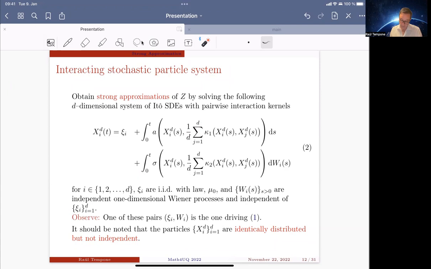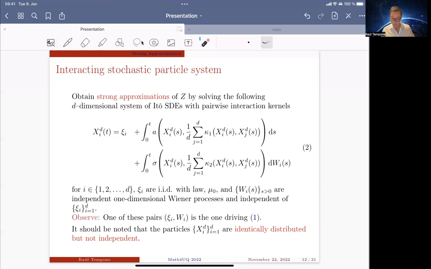I must emphasize again that by construction, these particles or these components of the system are not independent, but because of just the standard symmetry on these equations, are identically distributed. Of course, the distribution depends on the size of the system. That is important as well. And hopefully, as D goes to infinity, the only thing that will matter for each of these X's in terms of their paths is their initial condition xi_i and their corresponding driving Wiener W_i.